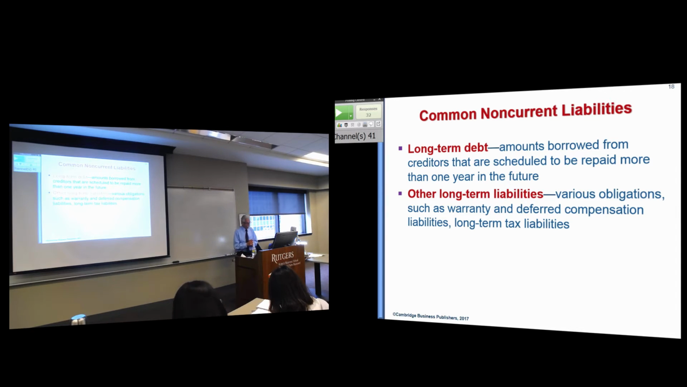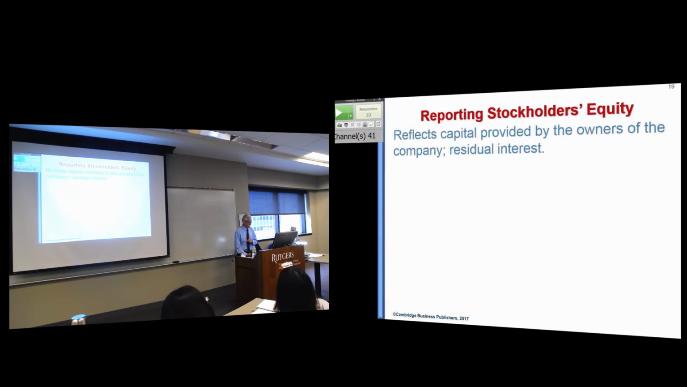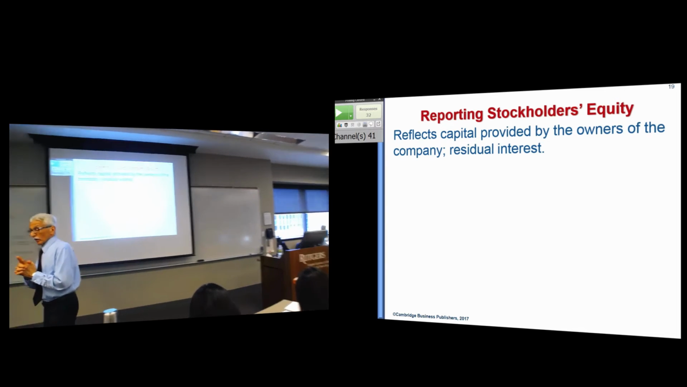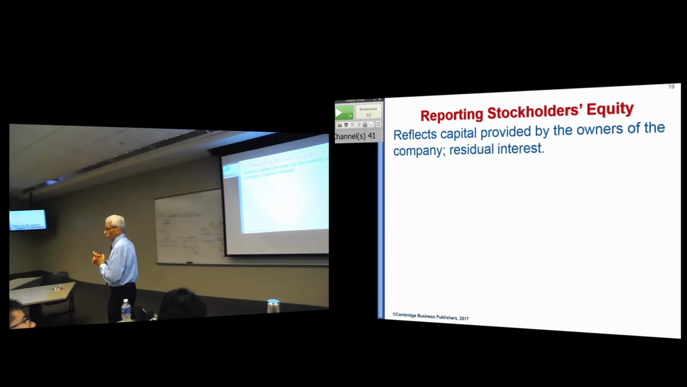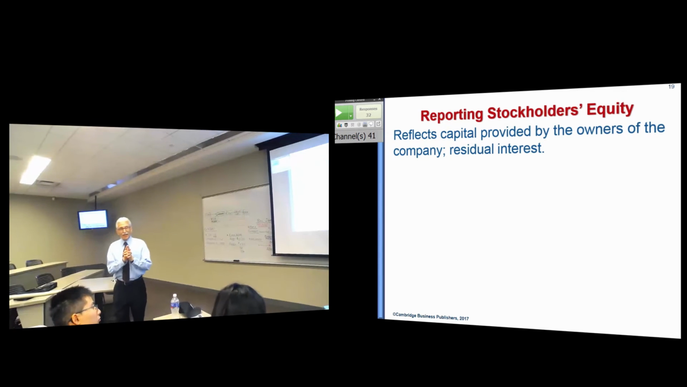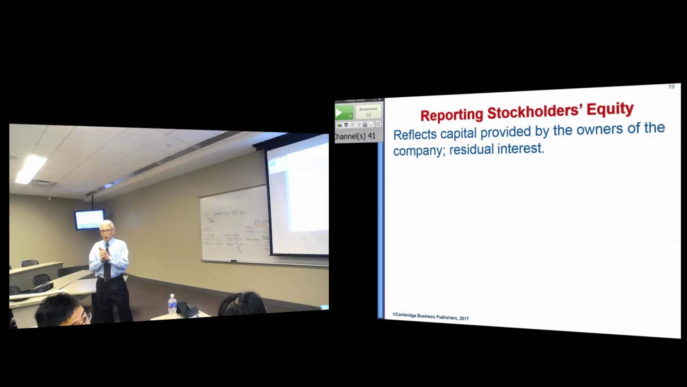All right, so that takes us to the equity. Any questions on the notion of the senior claim? Liabilities must be paid first. So the equity holders, in liquidation, would only get what remains after liabilities are fully paid.